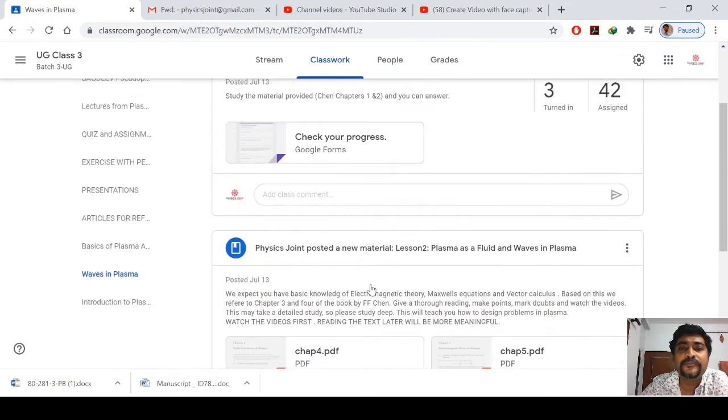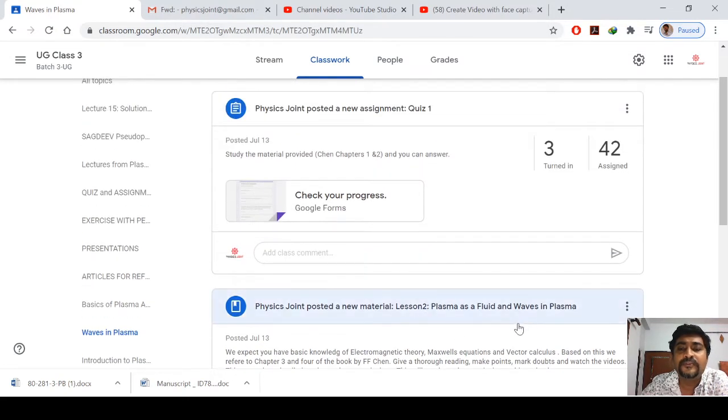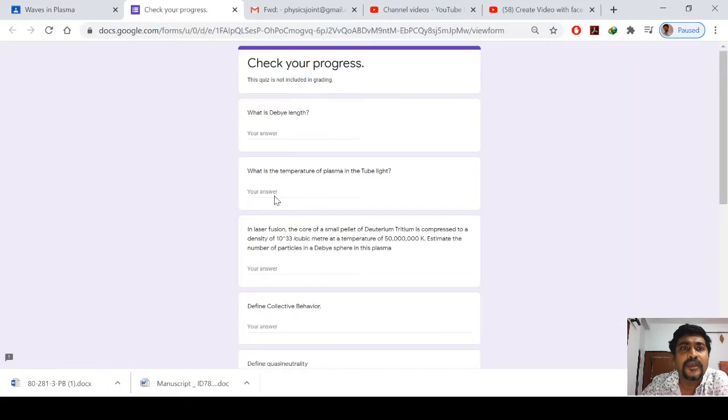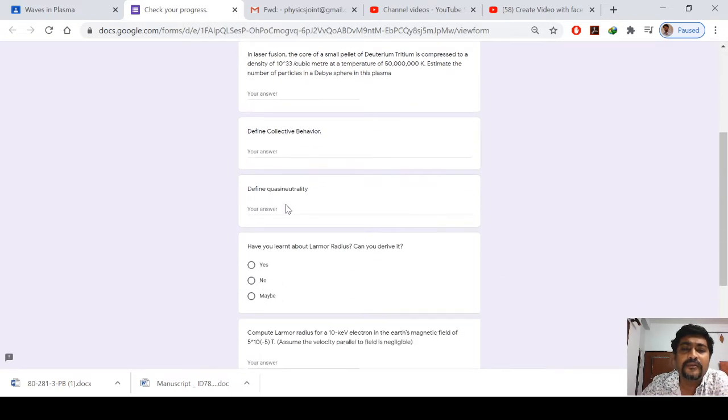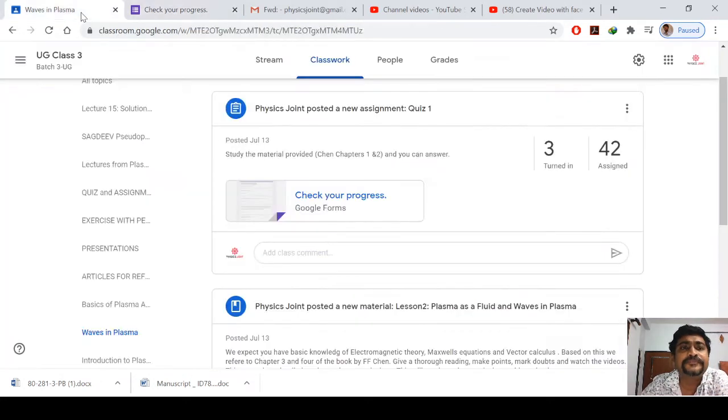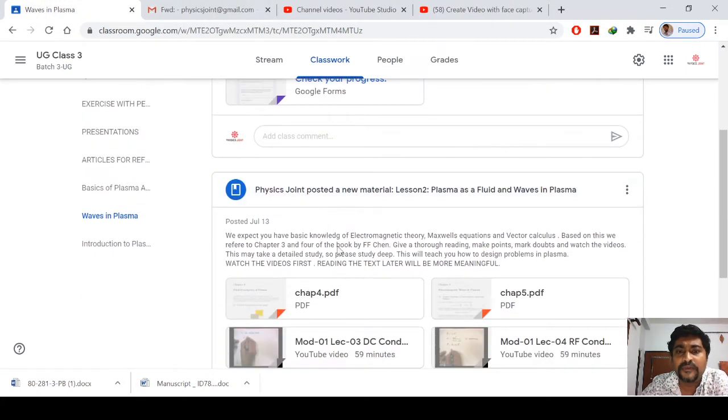You just open it, and by the time you finish the first chapter in Chen's book, you will be able to answer this quiz. And this is very simple, some definitions that you are doing, and what is the Larmor radius. You may answer it later as well, by the end of the second week. And here we have got these materials, okay.